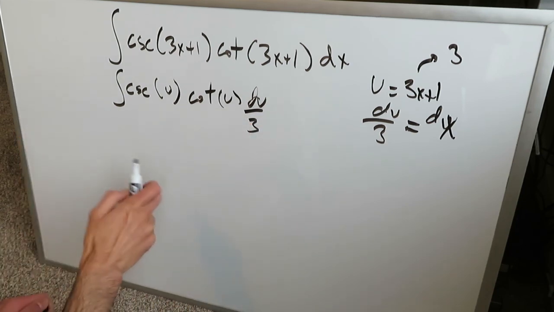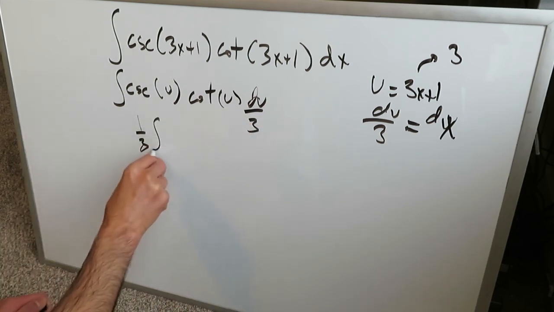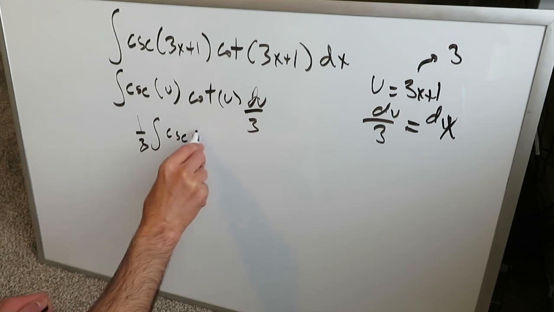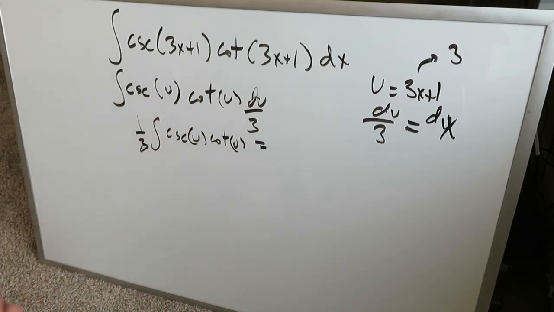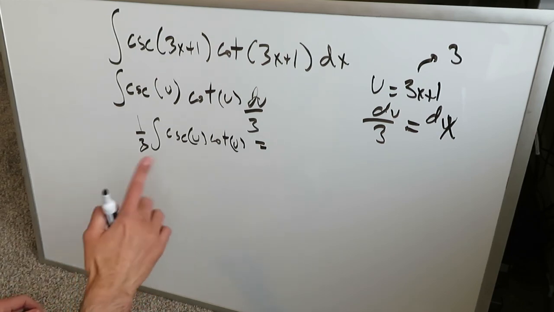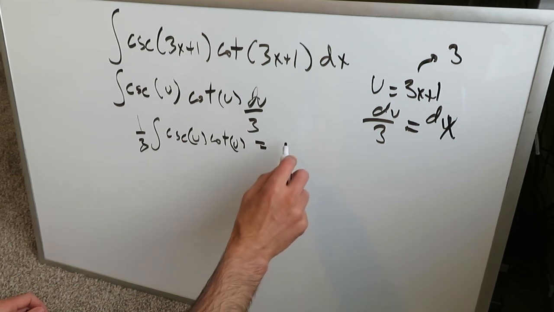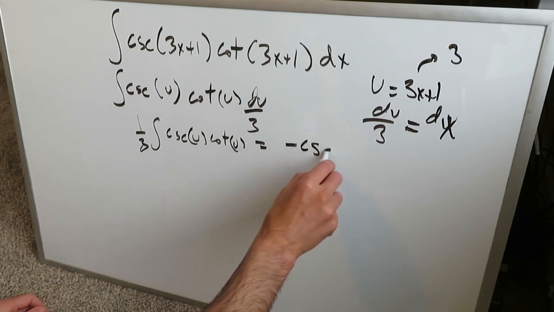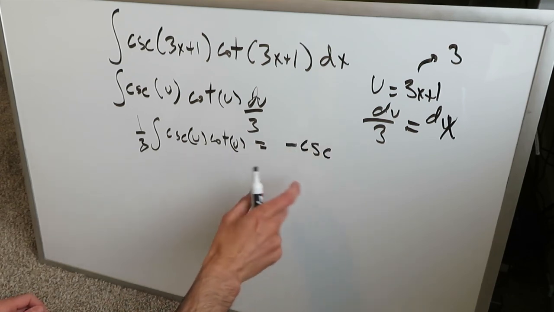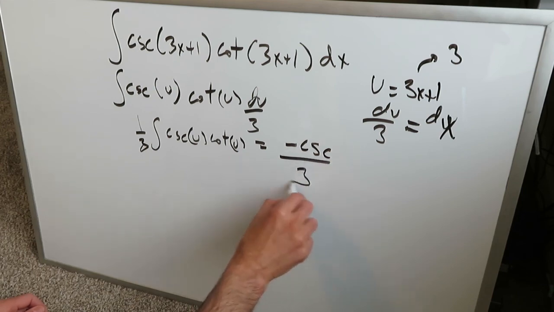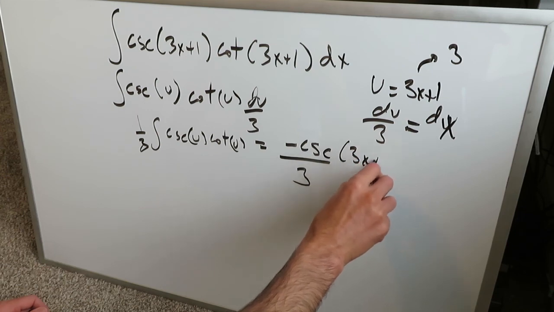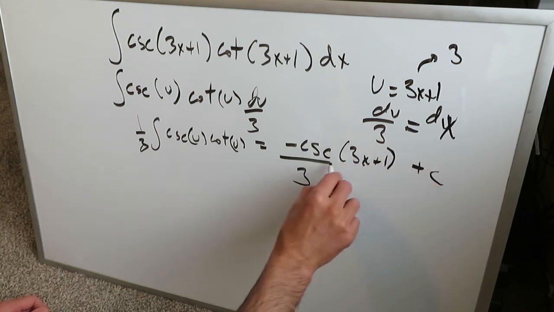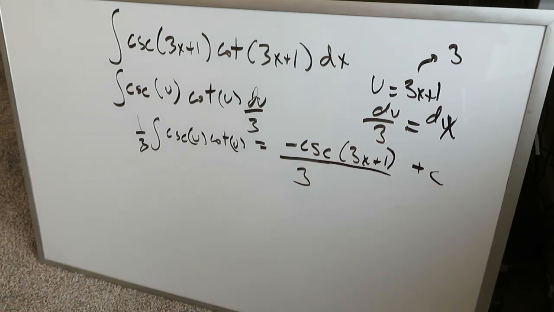This 1 over 3 can come out as a coefficient, and we're looking at basically cosecant u, cotangent u. When you see this, it's right there in your face telling you exactly what it is. That one new integral you learned not too long ago, it would be minus cosecant u. The antiderivative of this is minus cosecant u divided by 3, but we can resubstitute back u for 3x plus 1, and then plus c.